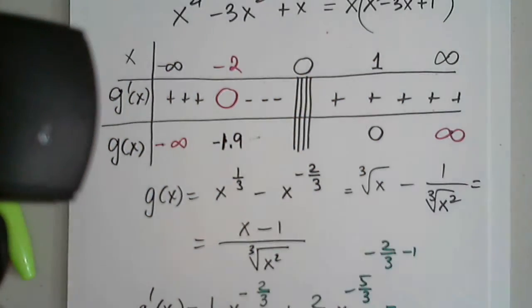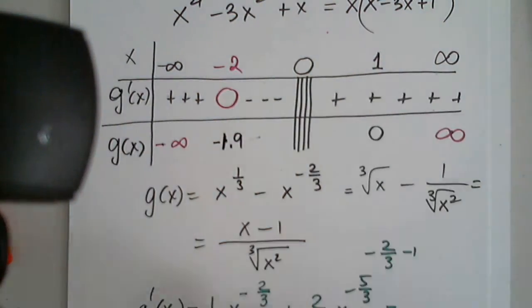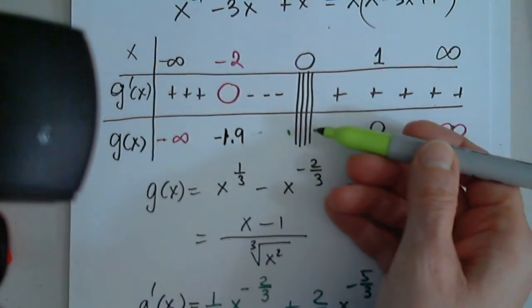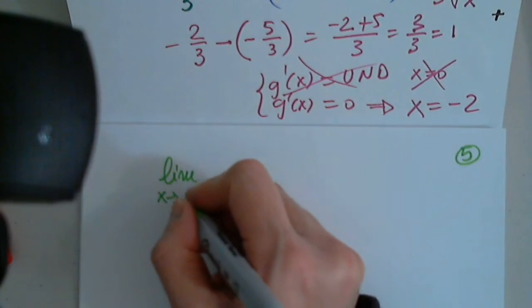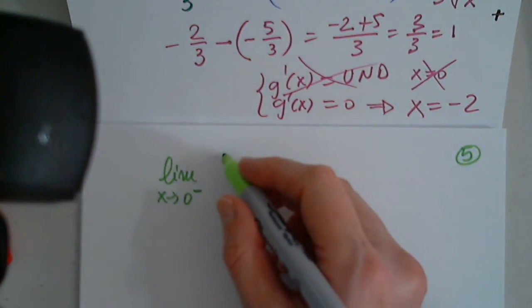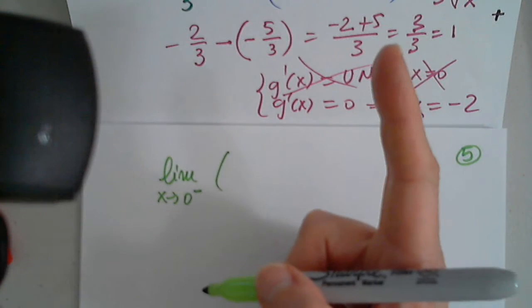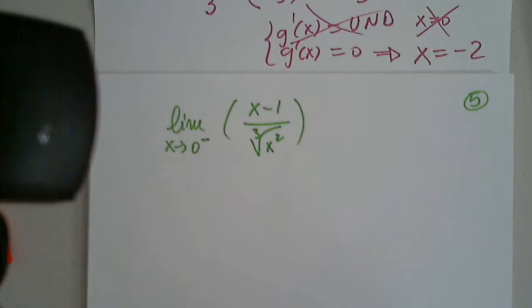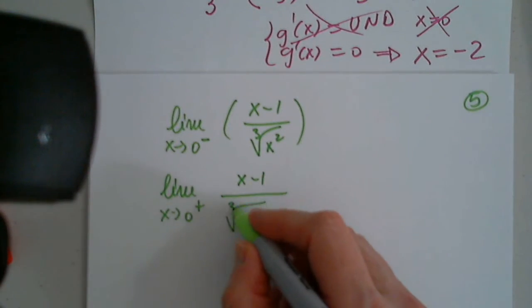Okay, moment of truth. Maybe I should determine these as well: the limit from the left and the limit from the right of 0. Let's do that to complete the table. So we want to find the limit as x approaches 0 from the left of, which one is more convenient? X minus 1 over the cube root of x squared. That's the most convenient. And the limit as x approaches 0 from the right of x minus 1 over the cube root of x squared.